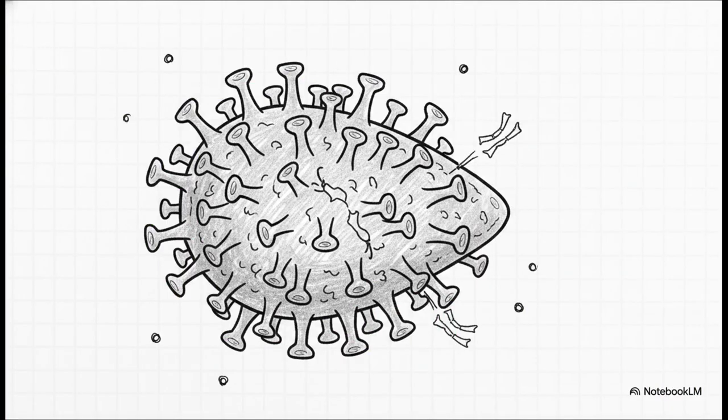So what kind of virus are we actually dealing with here? The rabies virus belongs to the family Rhabdoviridae and the genus Lyssavirus, which is pretty fitting since Lyssa is the Greek word for rage or madness. Under an electron microscope, it's got this highly characteristic bullet shape. Genetically, we're looking at a single-stranded, negative-sense, non-segmented RNA virus.